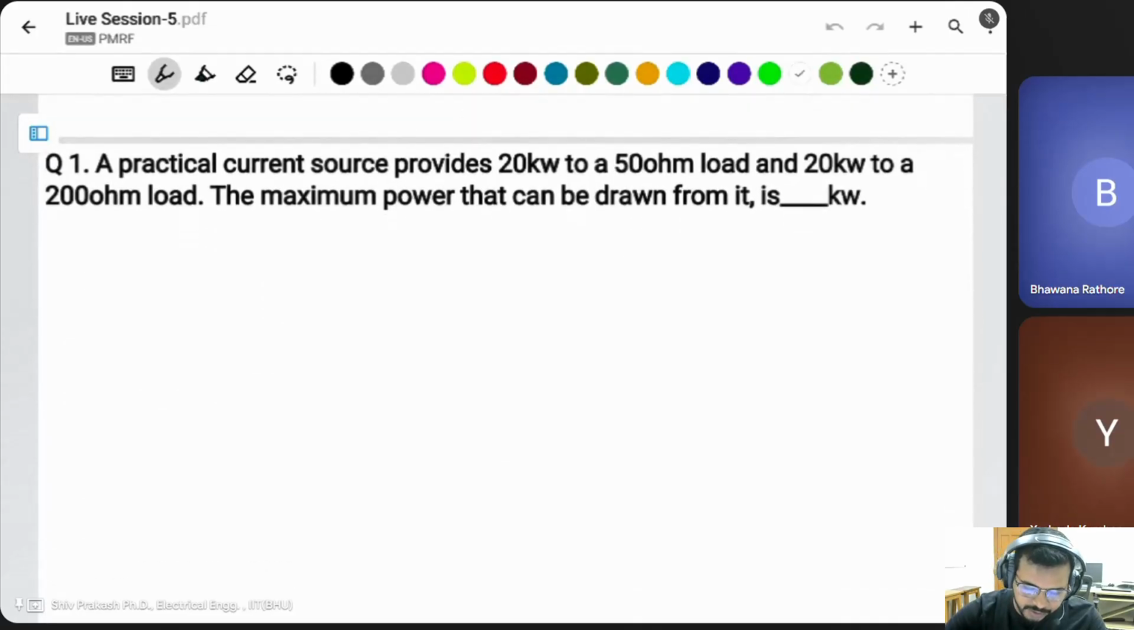The first question is: a practical current source provides 20 kilowatt to a 50 ohm load. It means a 50 ohm resistor is there, and 20 kilowatt to a 200 ohm load. Then find the maximum power that can be drawn from it.